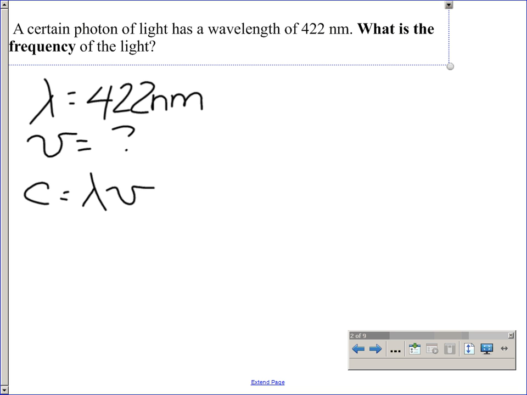Now, I have a wavelength. I'm looking for frequency. Do I know C? Will C ever change from the constant value of 3.0 times 10 to the 8th meters per second? No. You always know C. Okay. Keep in mind that when you're doing these equations, you always have one constant. You have C and you have H. So I know C to be equal to 3.0 times 10 to the 8th meters per second.